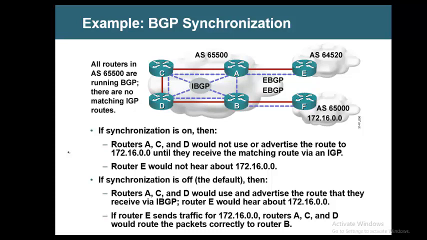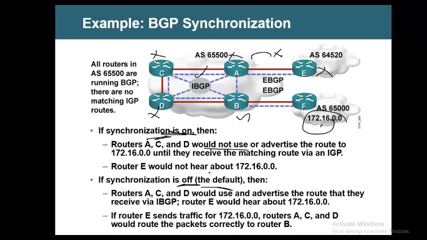But here, even though we have IBGP everywhere, the routes will not be used or advertised if synchronization is on. So this network will not be used by A, C, and D, even though they are receiving it. They will not use it. If they don't use it, they will not advertise it to E. So what I'm saying is this network will be only available in B. It will not be available anywhere else if this rule is on. That is why by default they have turned it off.